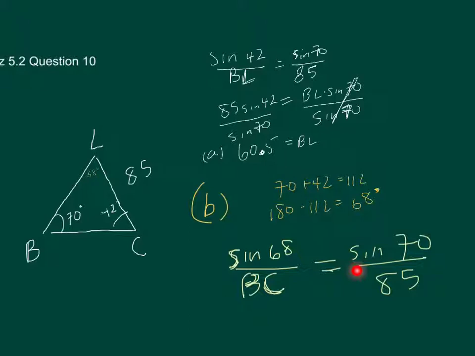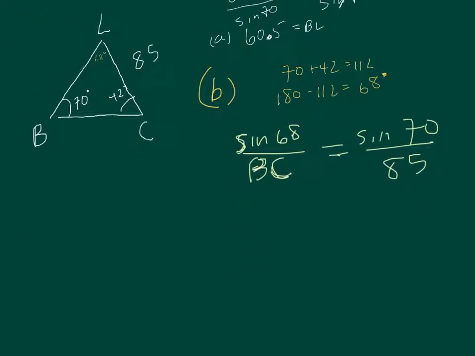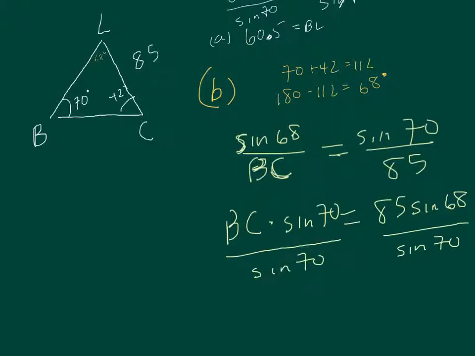As I continue to work here, let me scroll down. Now I cross multiply. Then I'm going to divide to get BC by itself, like so. Now you'll notice that I get some stuff to cancel out here. These cancel, and then according to my calculator, I can find BC equal to 88.